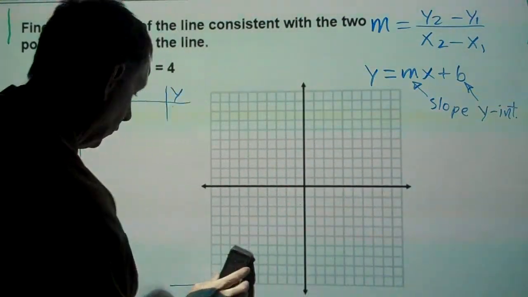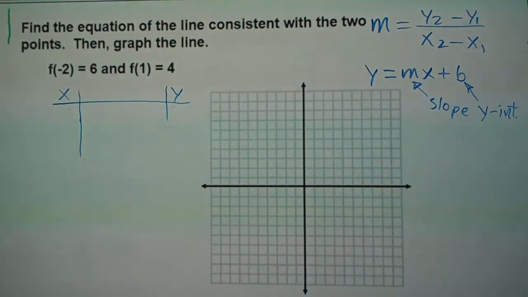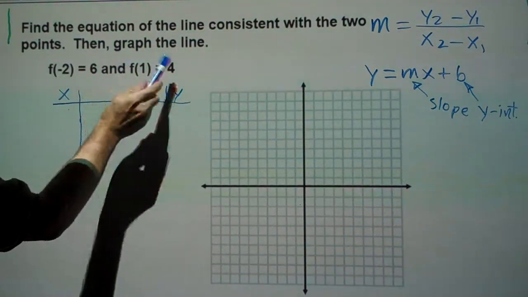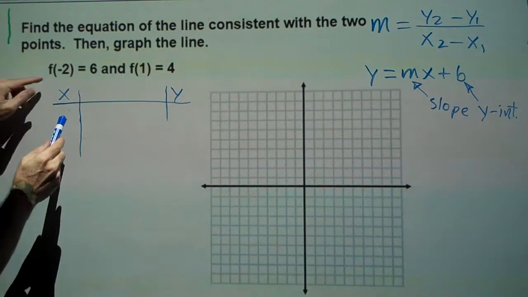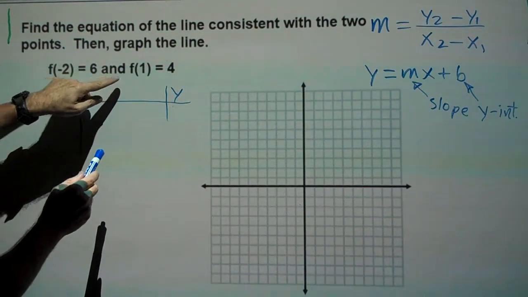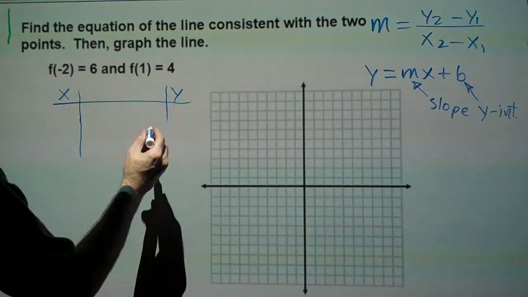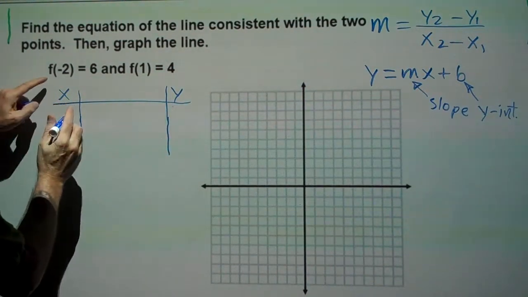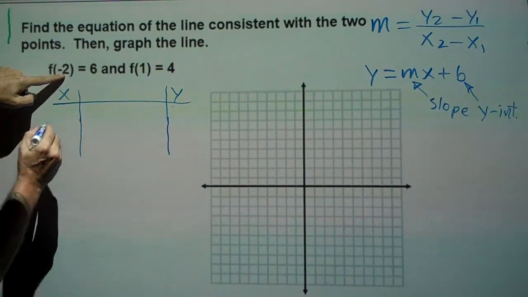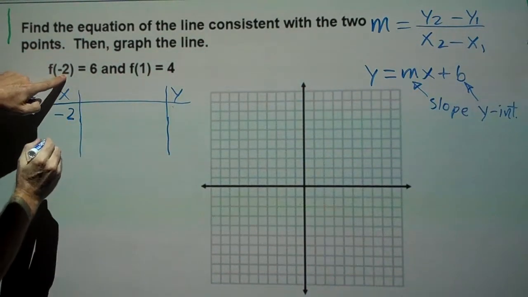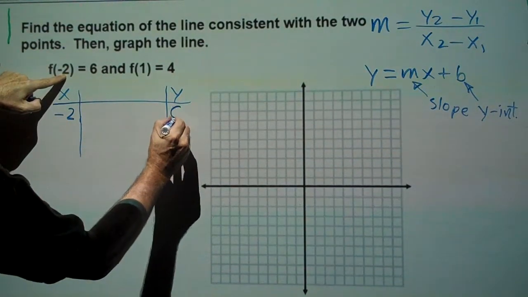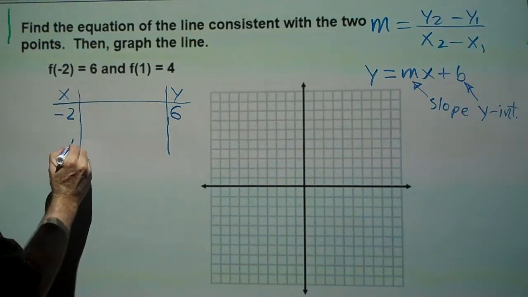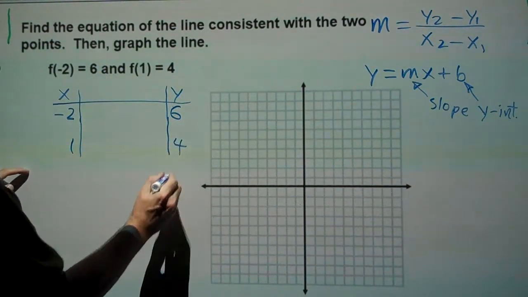Alright, this next one is: find the equation of the line consistent with the 2 points, then graph the line. And we have f of negative 2 equals 6 and f of 1 equals 4. These points are simply written in function notation, meaning that if we plug negative 2, an x value, into this function, we get an output of 6. Likewise, if we plug in 1, we get an output of 4.